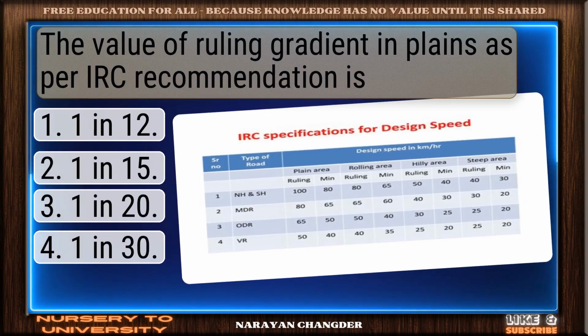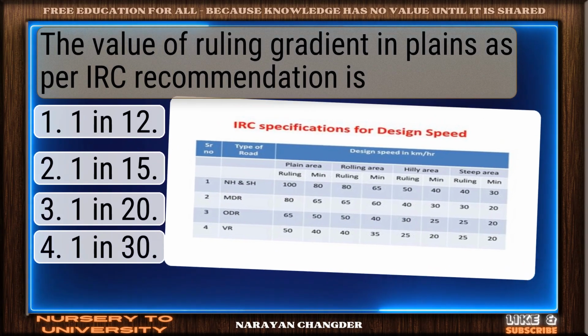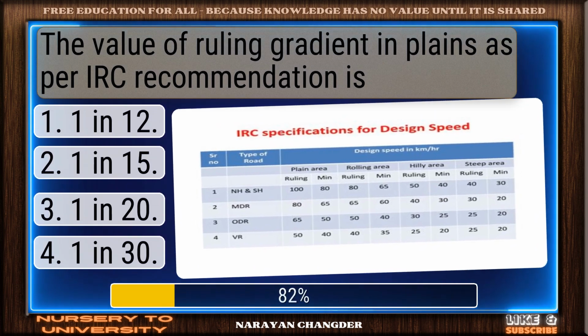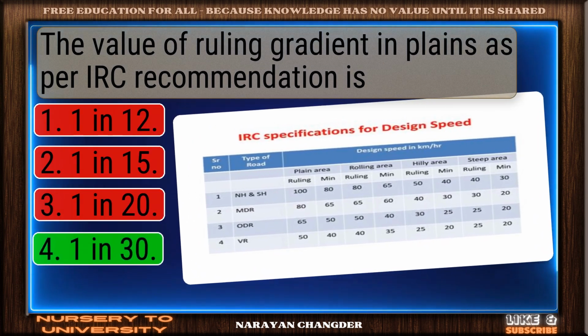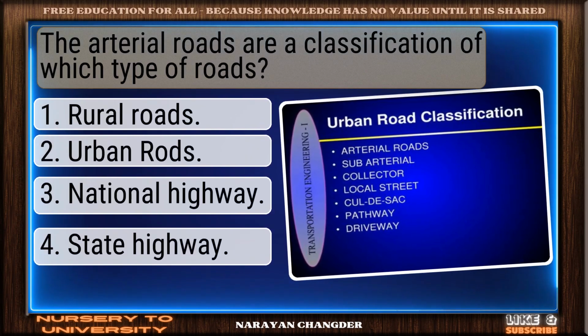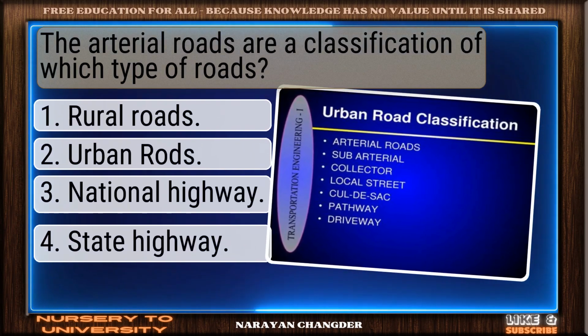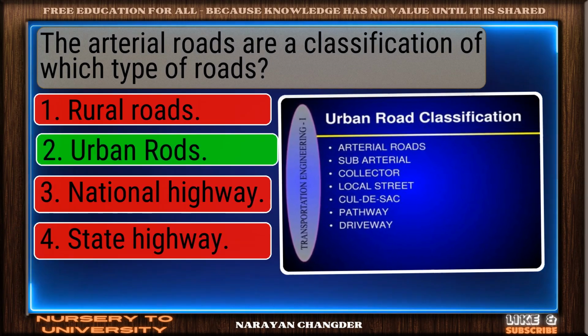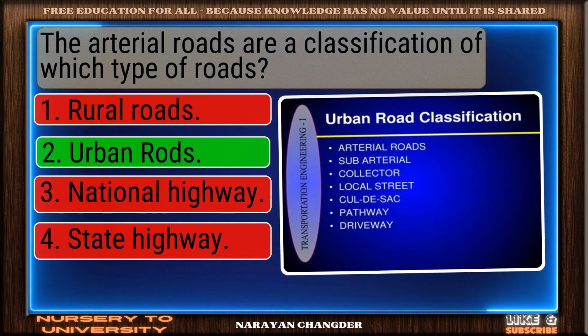The value of ruling gradient in plains as per IRC recommendation is... Perfect. 1 in 30 is the correct choice. The arterial roads are a classification of which type of roads? Great job. Urban roads is the accurate answer.